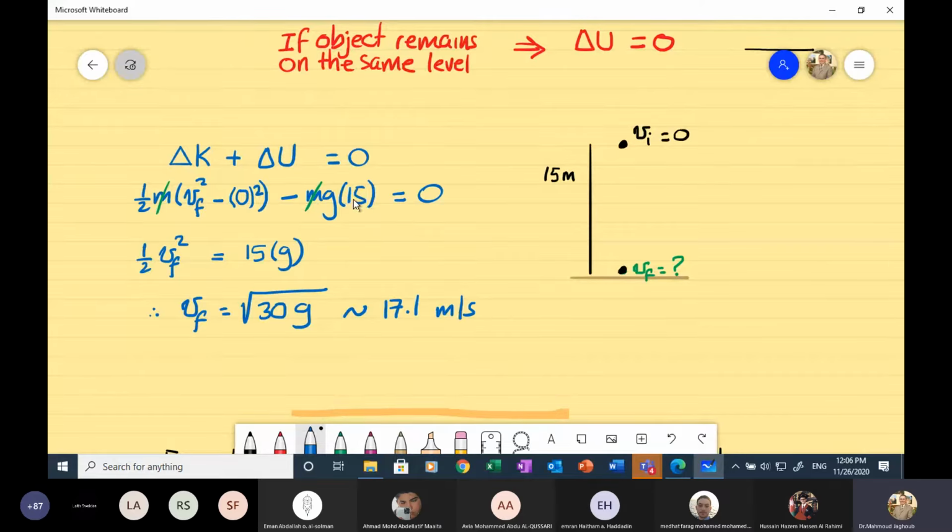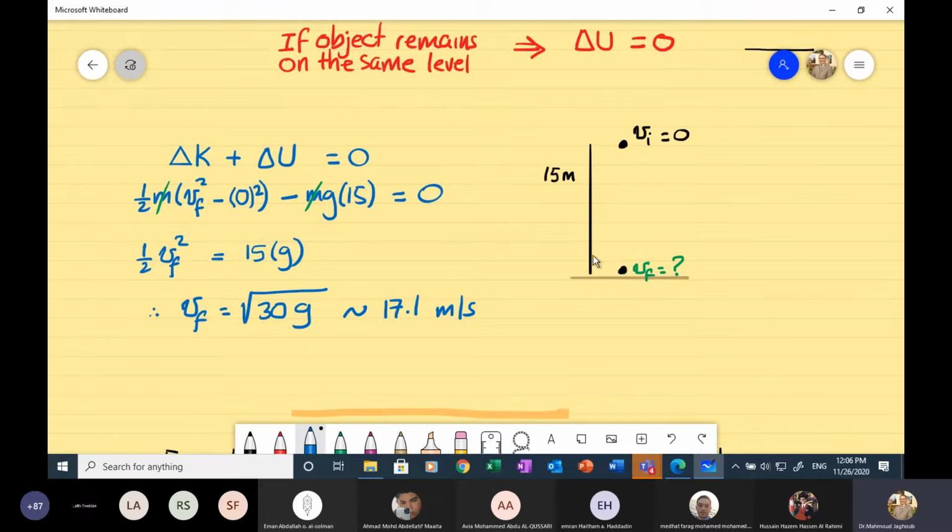What is the distance that it descended by? How much distance did it descend by? 15 meters, because he wants the velocity or the speed just before it hits the ground. معناها it has descended 15 meters. So minus mg times 15 equals 0. The only unknown is V final, and you get V final equals 17.1 meters per second. You see, the whole question is done in one line.